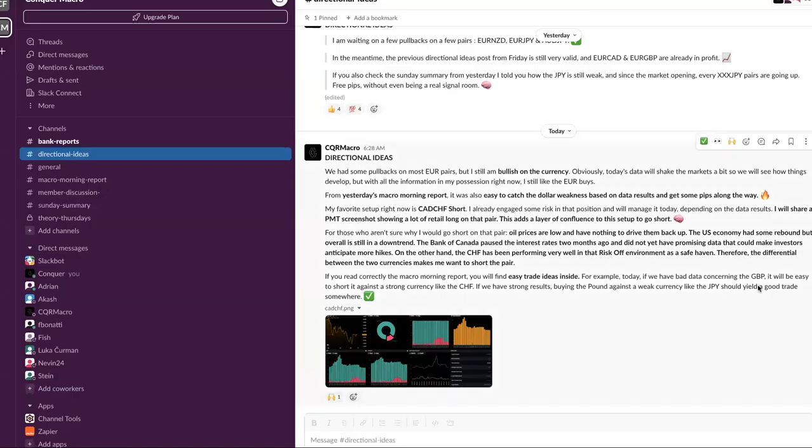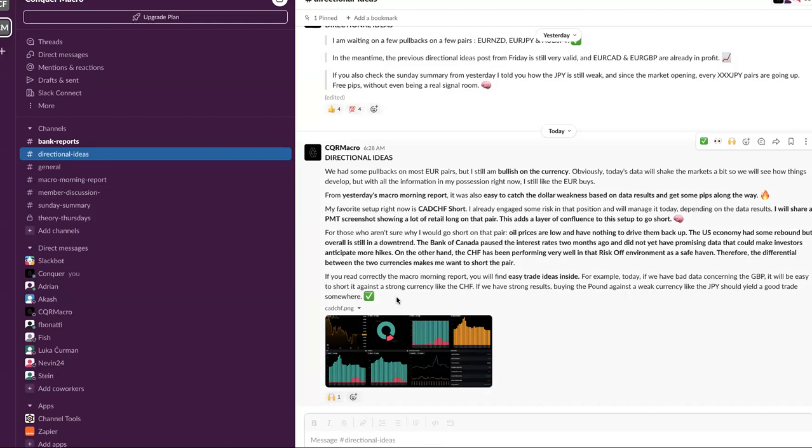You should be able to see this now, but we also said this morning in our directional ideas, if you read the macro morning report correctly, you will find easy trade ideas inside. For example, today, if we have bad data concerning the pound, it will be easy to short it against a strong currency like the Swiss. If we have strong results, buying the pound against a weaker currency like the yen should yield a good trade somewhere.